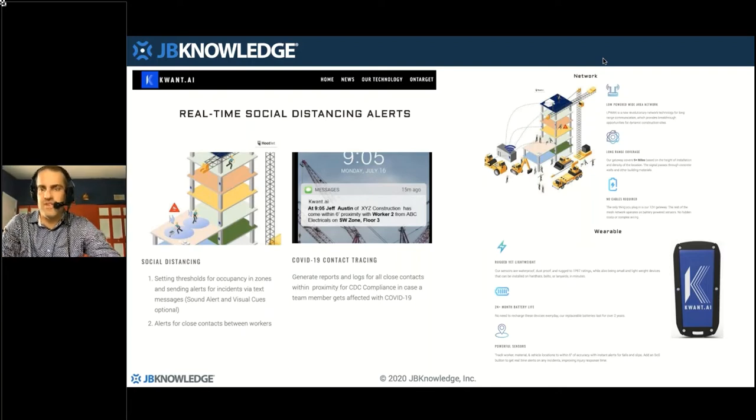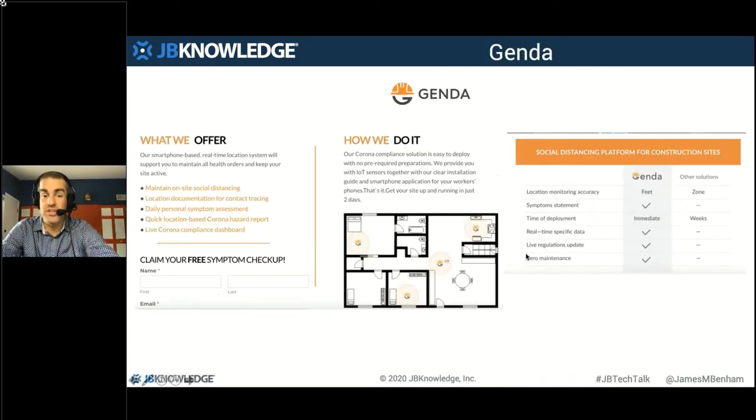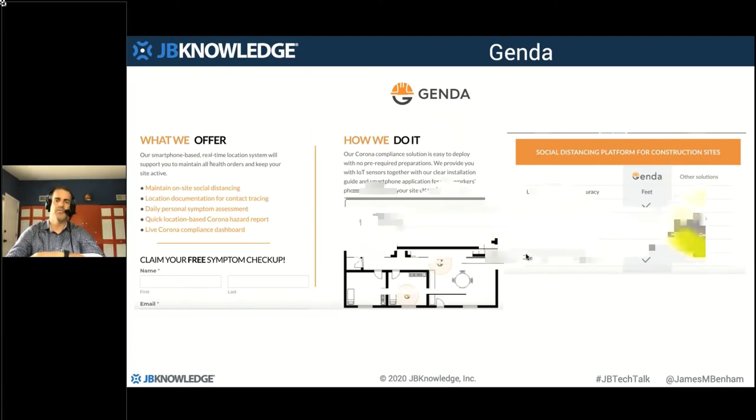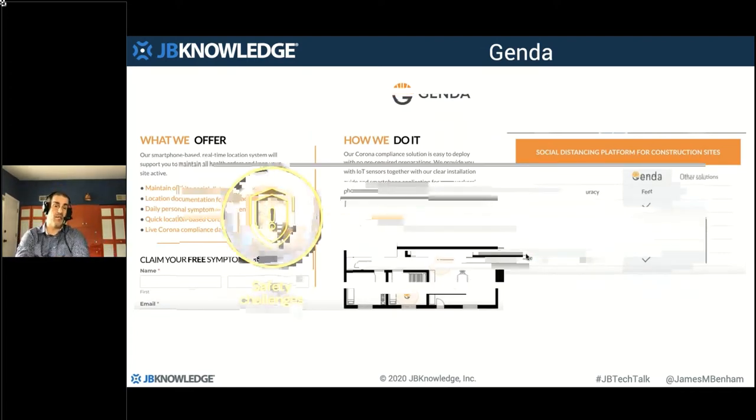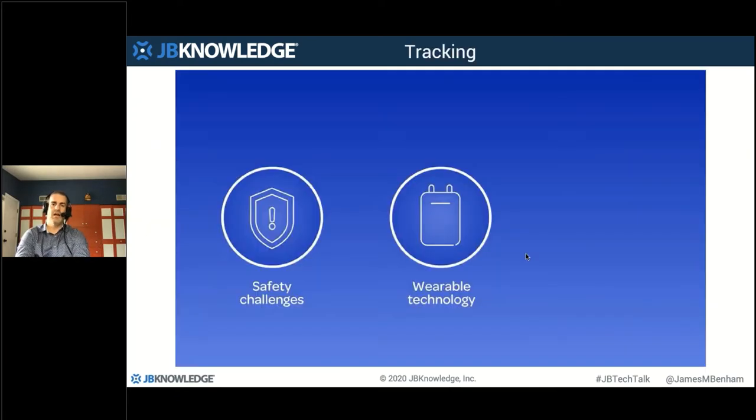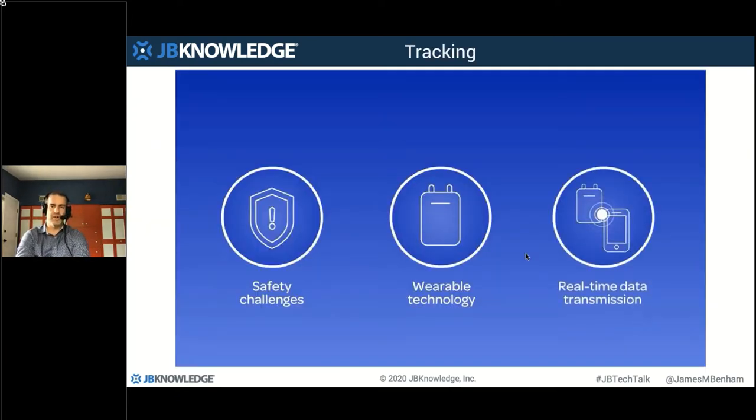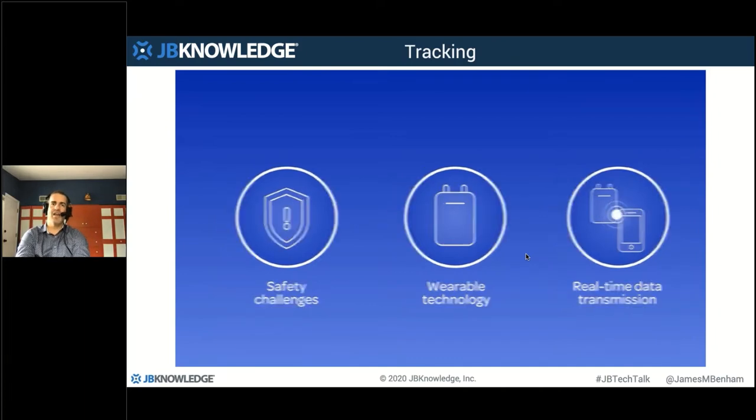So there's some really interesting technology coming out using a combination. You'll see this sensor in particular is one that you can put on your belt or on your clothing. It's particularly interesting. That's quant.ai. Gen does another one that does something very similar, measures workers within feet of each other, does a symptoms assessment, does some really interesting stuff about social distancing. Spotter is one that's been out here in the United States for quite a while that you put a pager on your worker's belt.